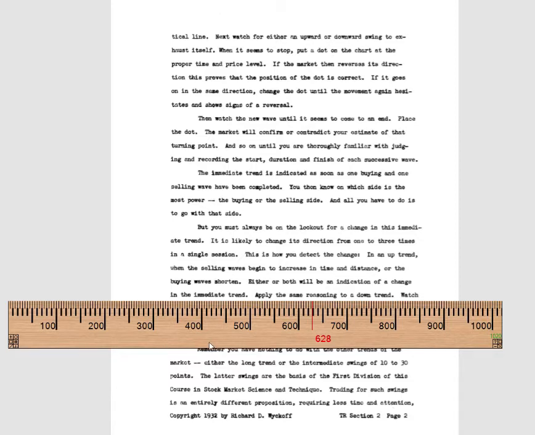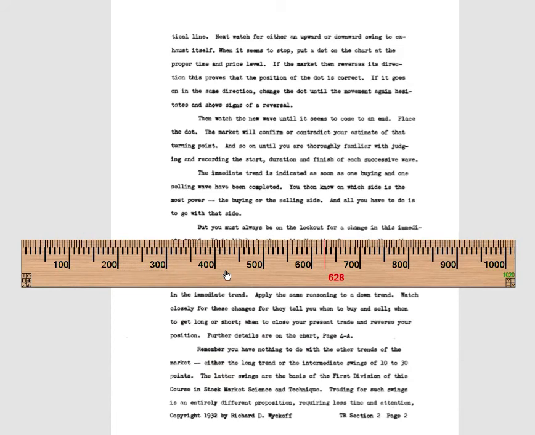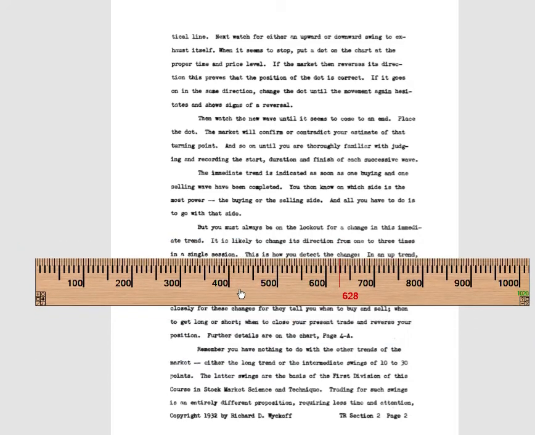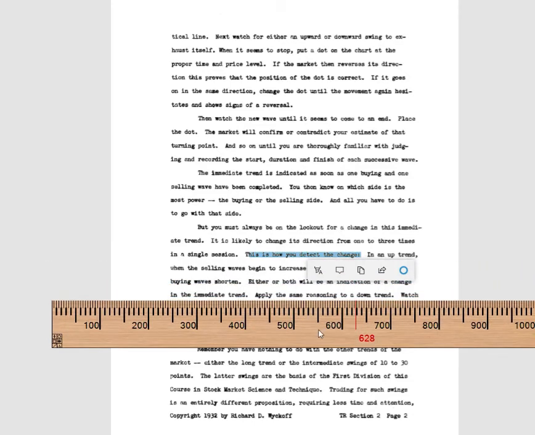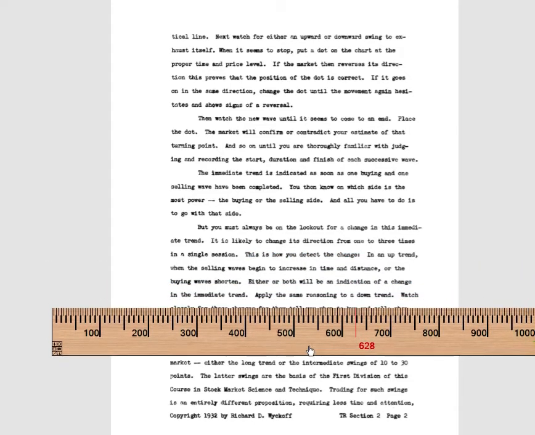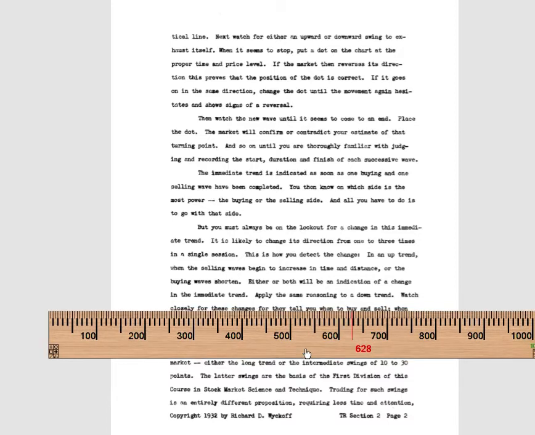Where was I? Alright, so he explains how to detect a change in trend. I already went over that, and apply the same reasoning to a downtrend. What reasoning to a downtrend? If you have a downtrend and the buying waves increase in time and distance, and or the selling waves shorten, you get a change in trend.